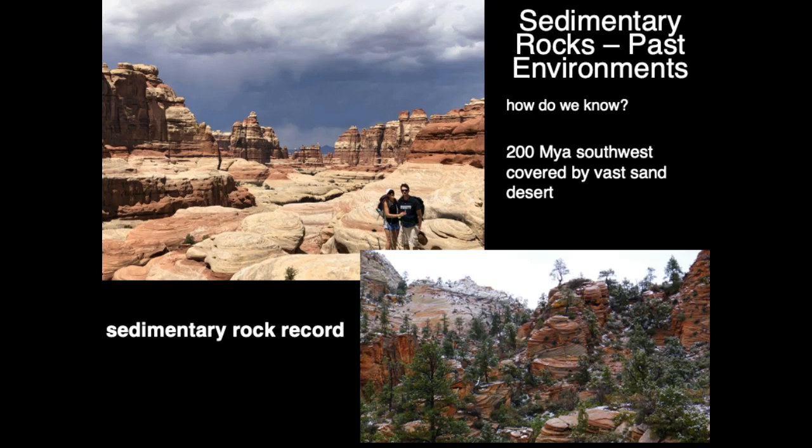For example, we know that areas like the ones that you see in both of the pictures, which are found in the southwest of the US, were covered by a vast sand desert about 200 million years ago. And we know this thanks to the sedimentary rock record that is preserved, and also based on the knowledge about the rocks that make up the sedimentary rock record. I think this picture right here is in Sedona in Arizona, and this one is in Canyonlands National Park in Utah, in case you're curious.